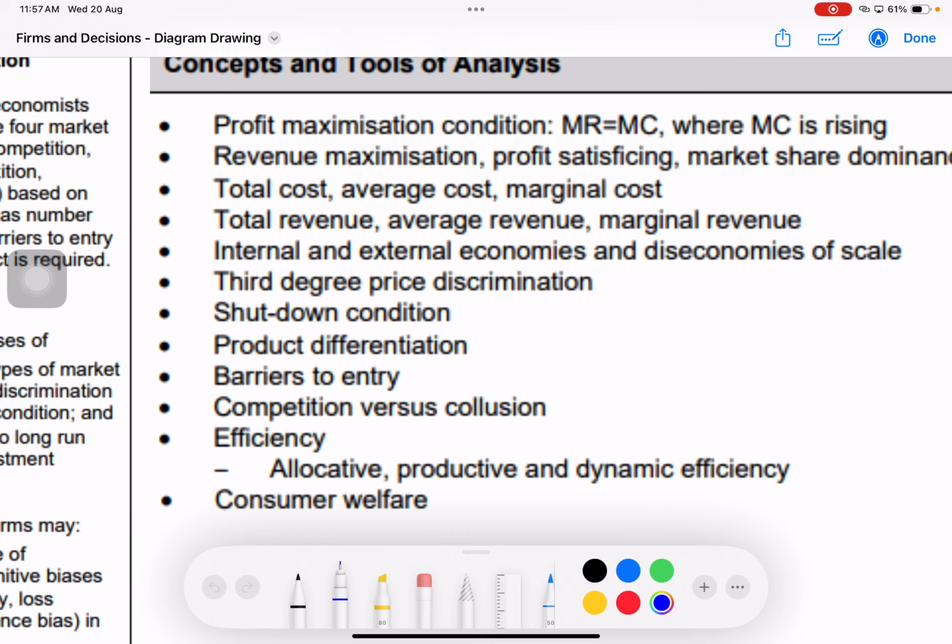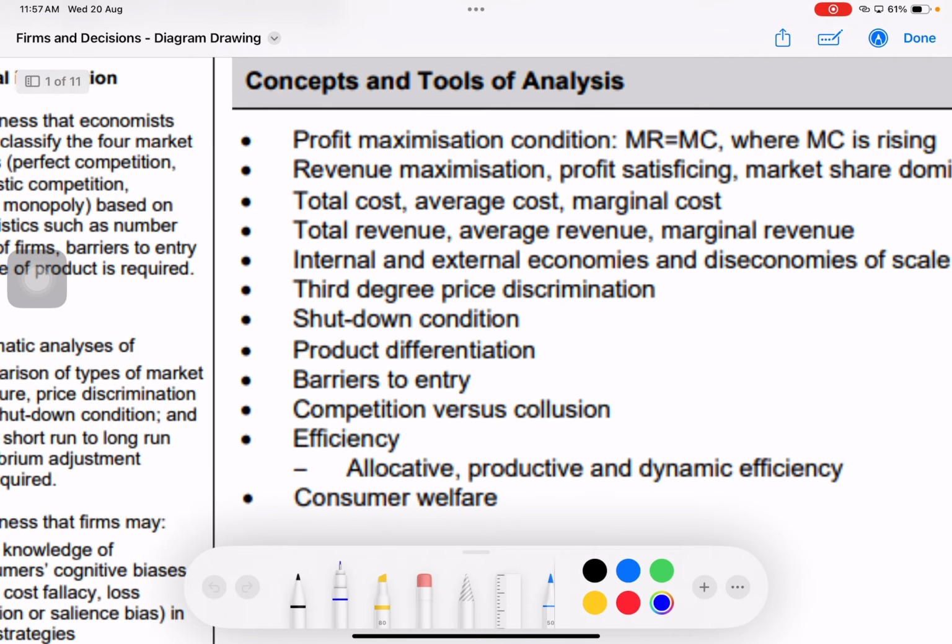For example, there are different markets, able to distinguish the market. There is no reselling of the tickets, so on and so forth. Okay, so go and study on your own. Shutdown condition, make sure. Okay, I want to say something.